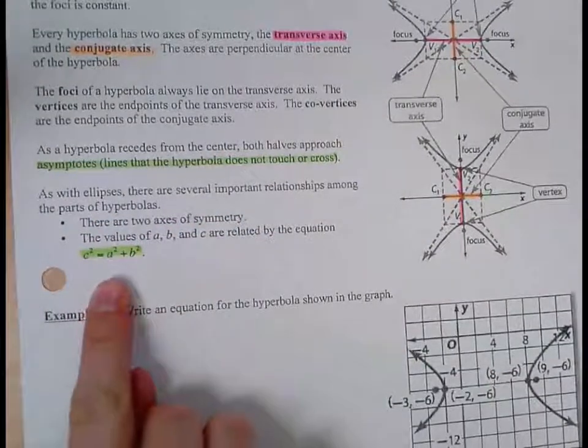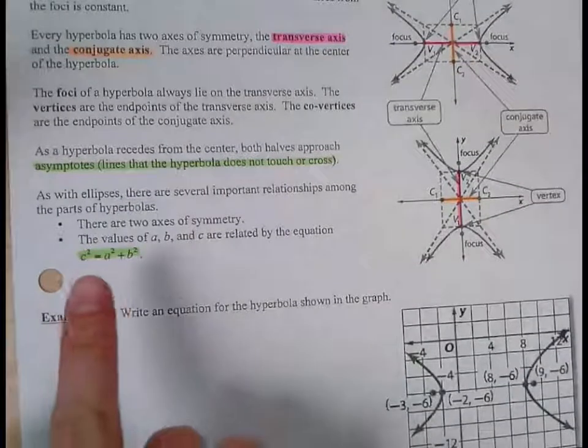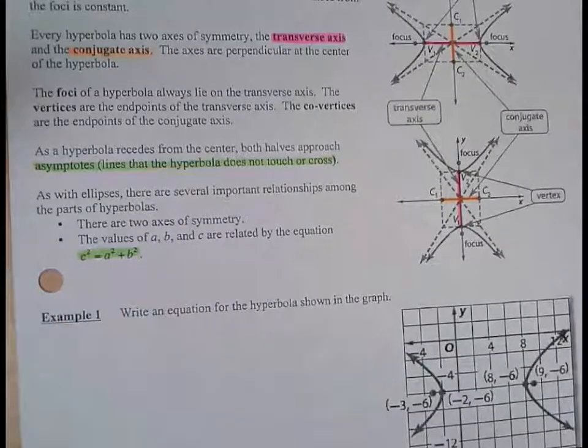Some of you wanted to use this equation for ellipses, and then you found out your foci weren't graphing correctly. So this is the Pythagorean theorem this time. c squared equals a squared plus b squared. And that's because the foci have to be on the outside of your vertices, not the inside like it had to be for ellipses.